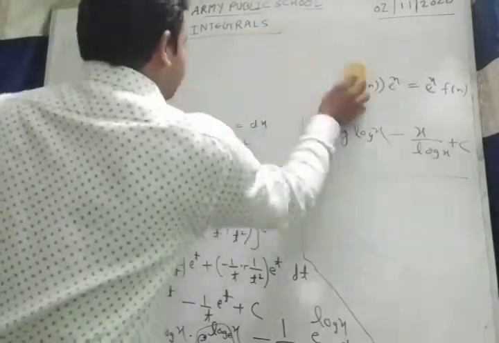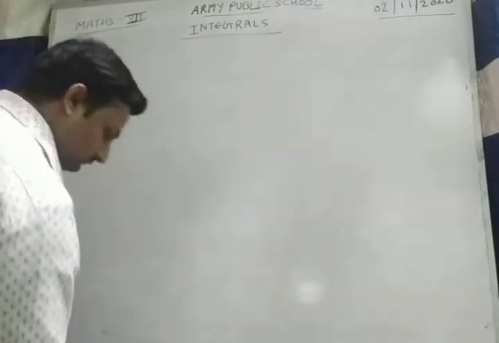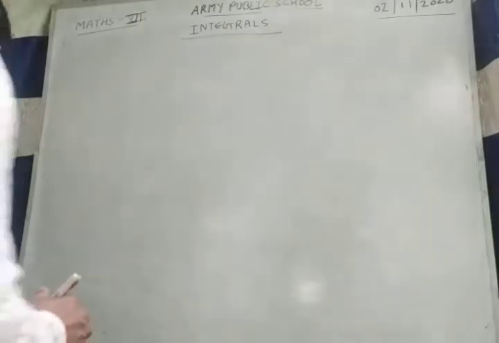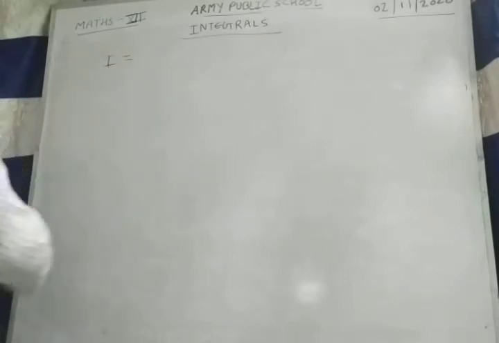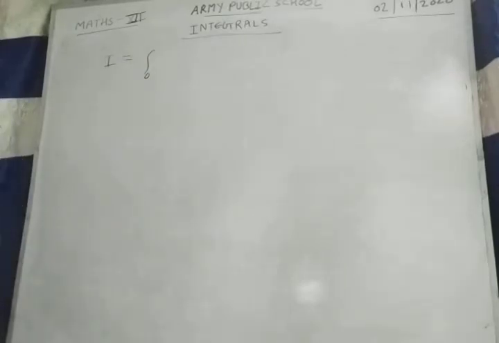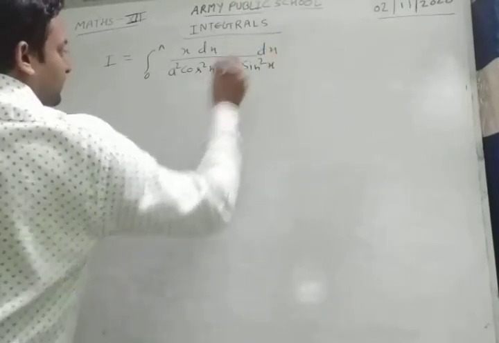Our next question is I is equal to the integral from 0 to pi of x dx by a square cos square x plus b square sin square x dx. Okay.